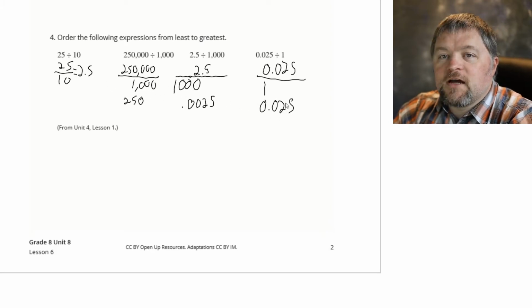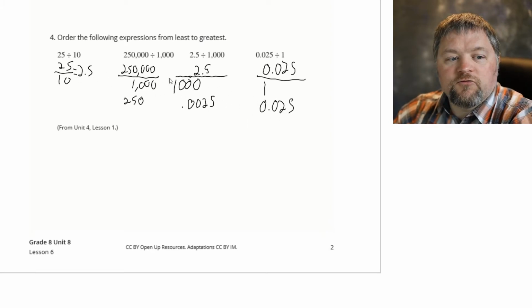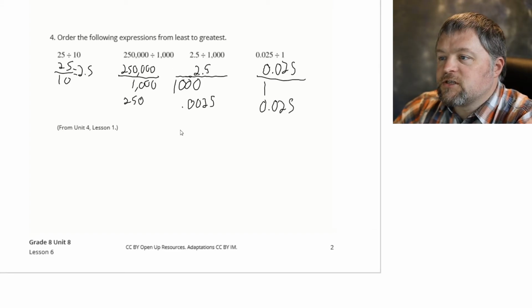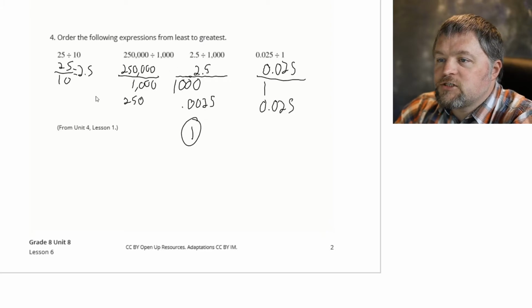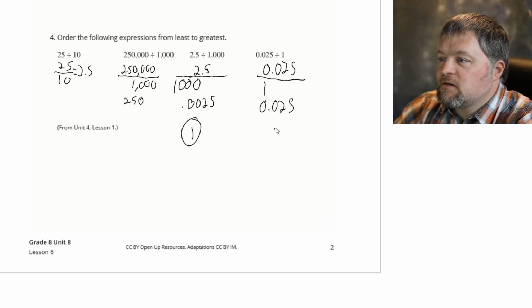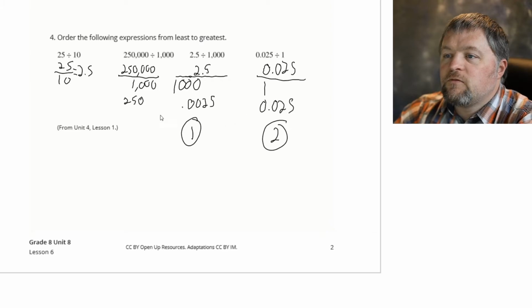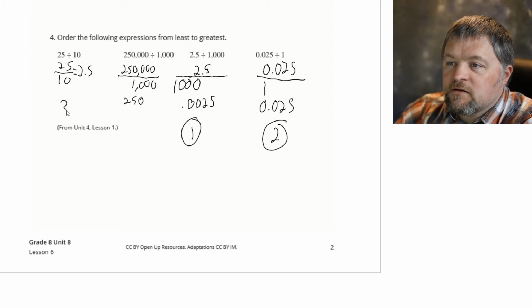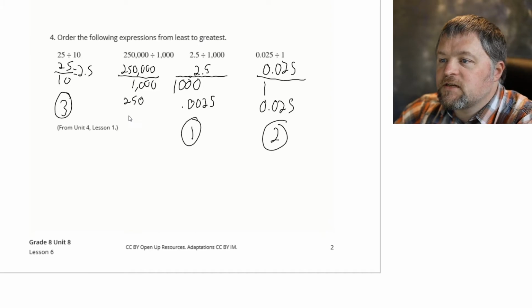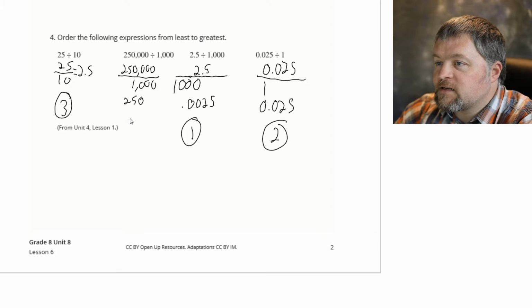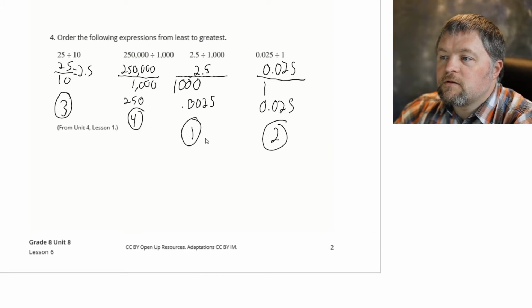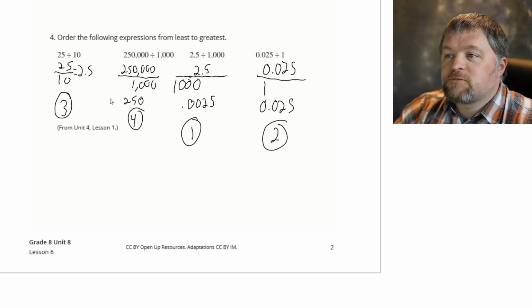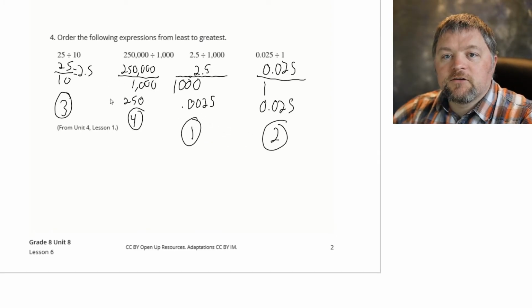Now, let's organize this from least to greatest. Which is the smallest of these? This one. Which is the next smallest? This one. Which is the next smallest? 2.5. Which is the next smallest? Or the largest of them, the greatest of them, is 250. So that is these expressions ordered from least to greatest.